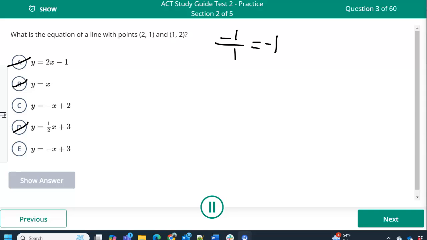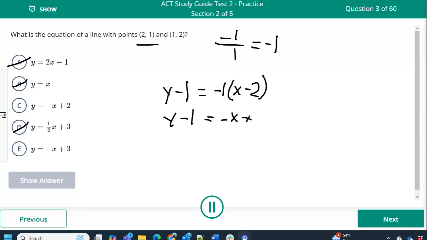Probably the easiest way to do this is just to plug in a point to one of those equations and see what happens. But why don't we do this: if you have a point and a slope, then you can get an equation. The equation for point-slope is y minus y1, which in this case, let's use this point, y minus 1 equals negative 1 times x minus x1, which is 2. All right? Y minus 1 equals negative x plus 2. And then if we add 1 to both sides, we'll get y equals negative x plus 3.